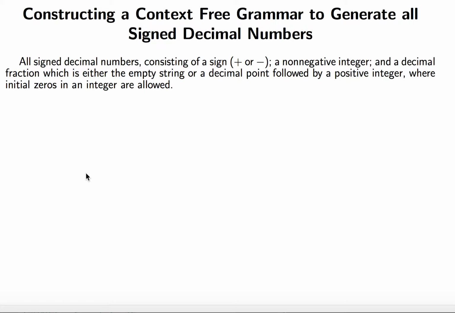Hello, so in this video we will talk about how we can construct a context-free grammar to generate for a given problem. For example, in this video we will talk about a problem of generating all signed decimal numbers. So a recap, what is a context-free grammar?